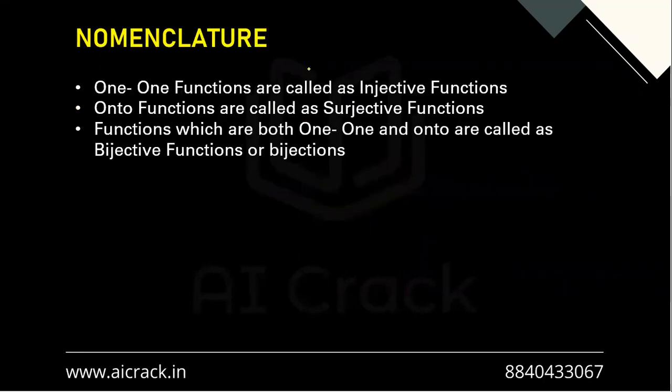Now let's talk about the nomenclature. Now we talked about one-one functions. They are also called injective functions. Onto functions are also called surjective functions. You just have to memorize these. I know it's tricky to remember these things, but you'll have to memorize it. One-one is called injective. Onto functions are called surjective. And functions which are both one-one and onto are called bijective functions or bijections.